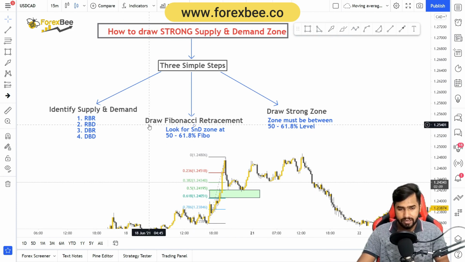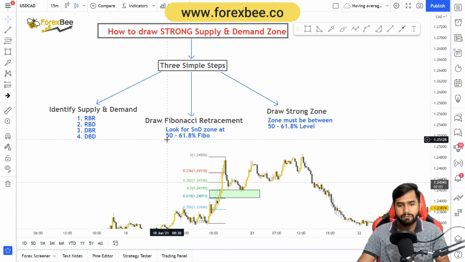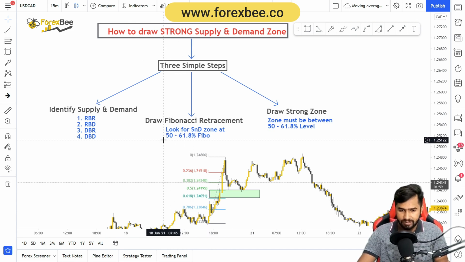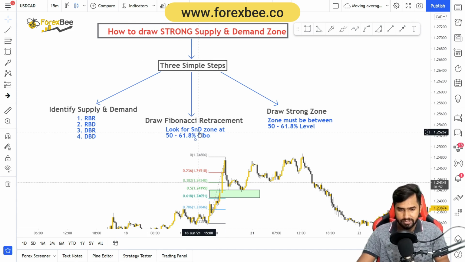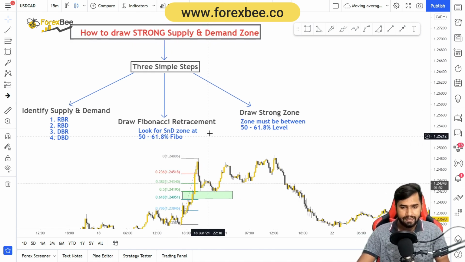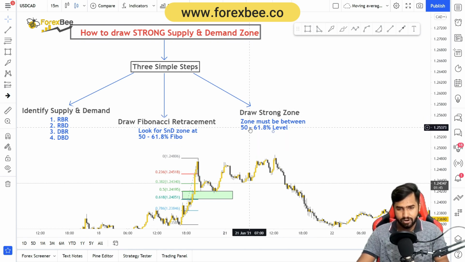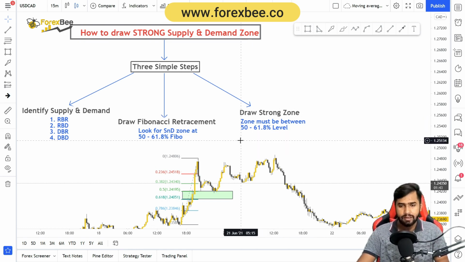Okay, the second step is basically looking for the supply and demand zone in between to be 50 to 61.8 percentage, and if that zone is in between that percentage, that means that our supply and demand zone is basically good or strong. Okay, and the third step is basically drawing the zone and adjusting it to our golden zone ratio so that we can take the pinpoint entry.